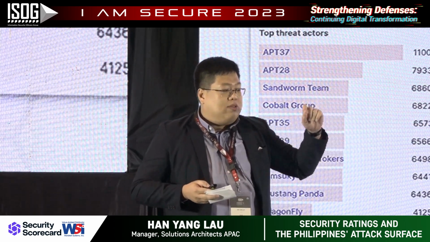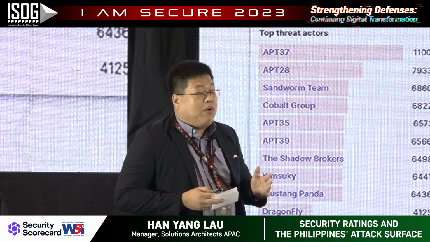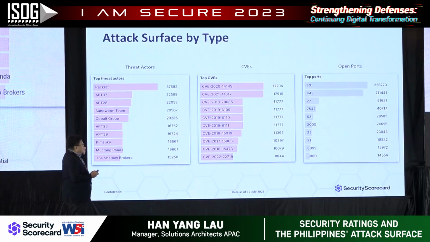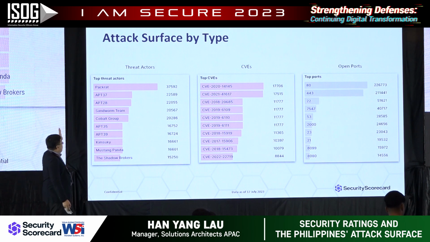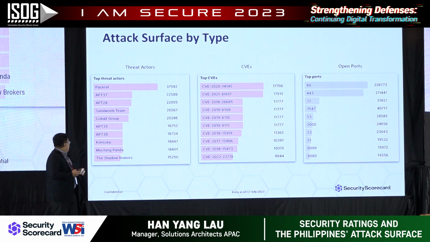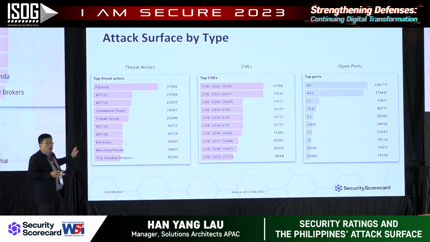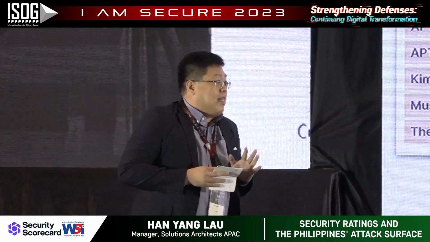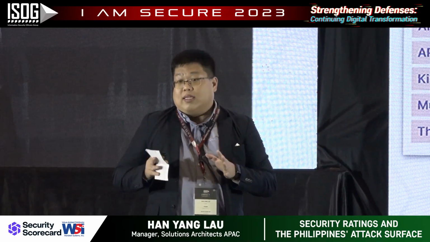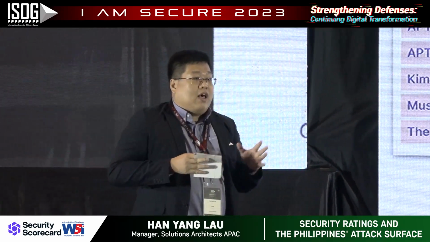So let's drill down a little bit into these data sets as well. We look at the Philippines. So this is all pure Philippines IP addresses. Top threat actors: PACRAT, APT27, APT28. One of the interesting ones is called Cobalt Group. The Cobalt Group is an organization that targets financial organizations for the sake of earning money.